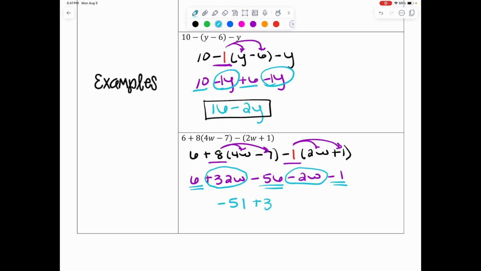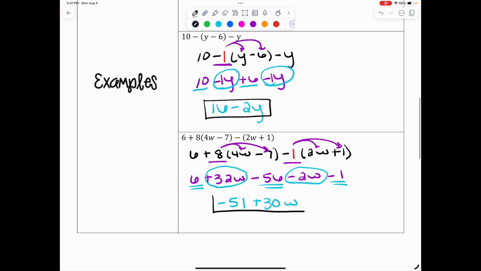So plus 30w. And then I see no parentheses. I see no like terms. So I know I've simplified it all the way down completely. Now remember from the previous lesson, you can write the 30w first, minus 51 second. The order does not matter.